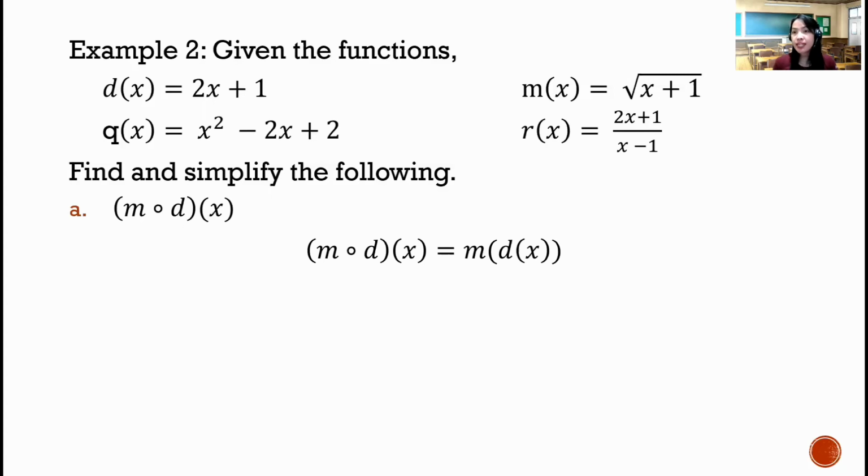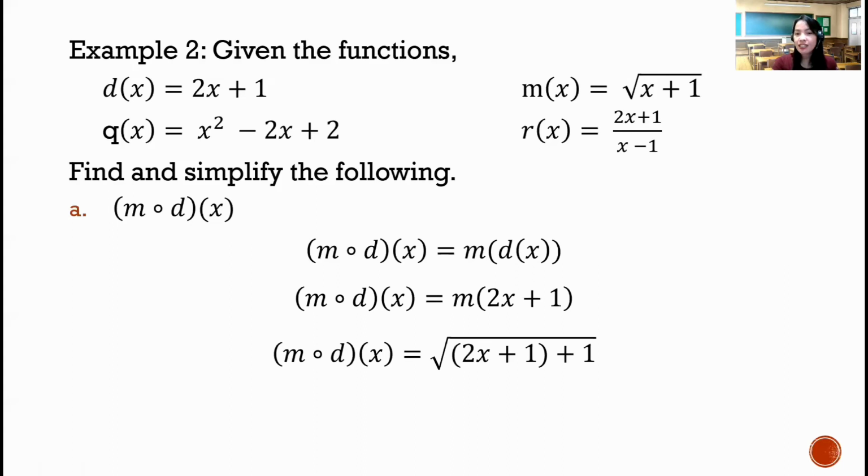Pero ang i-replace na natin na value ay value ng isang function. So here, in letter A, ang nasa loob ng parenthesis ay ang function na d of x. Ibig sabihin, siya yung magiging value ng x doon sa function ng m of x. So that is m of 2x plus 1, which is the value of d of x. So now, from here, gagamitin natin yung function na m of x at yung mga x doon sa m of x ay aalisin natin at papalitan natin ng value ng d of x, which is 2x plus 1.